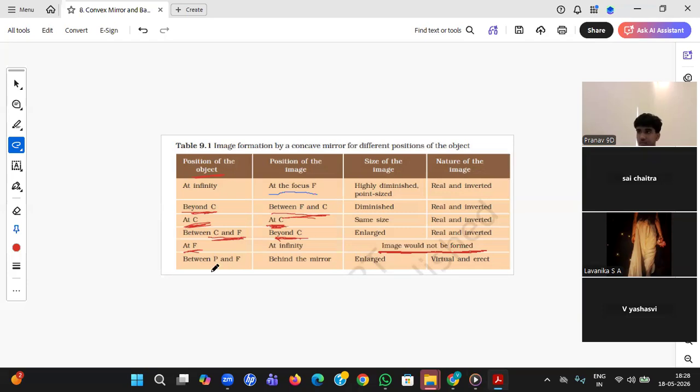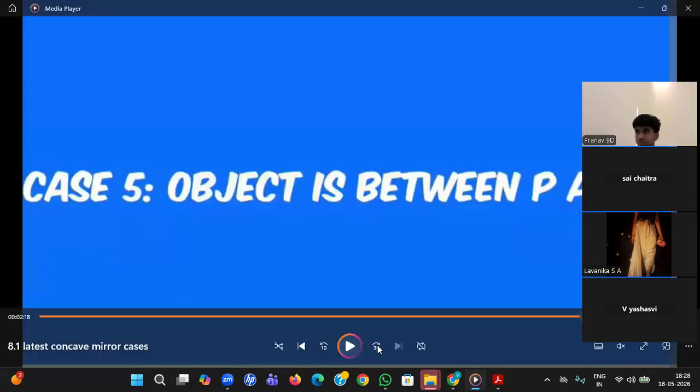Okay. Last case, very, very important case. I should bring the object between pole and focus, or else you can say very near to the mirror. So now let me see whether I require a screen or not. Very near to the mirror, he kept, student. You see, this is the mirror. This is the object, focus and pole. It is between focus and pole.